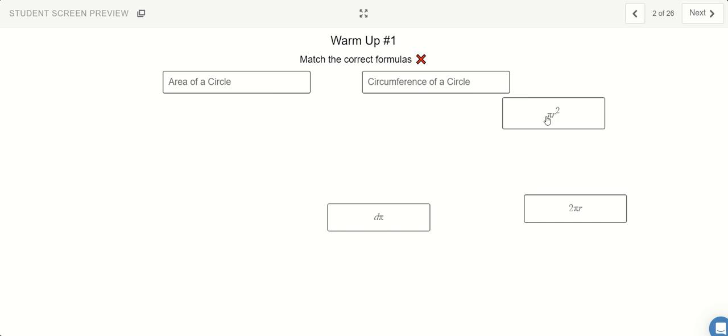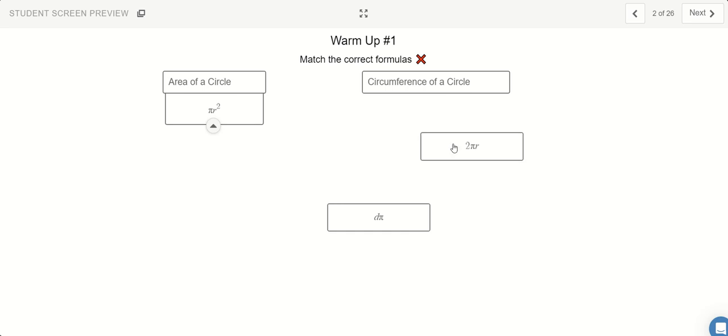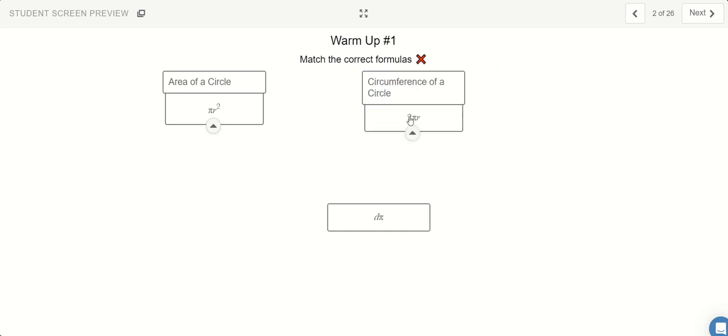But here, if you don't know, the area of a circle is the formula pi r squared. And the circumference of a circle has two forms. You can either do 2 pi r, and we know that 2 radius is the same as the diameter, so you can also think of it as diameter pi. So these are just formulas that we have to know for parts of a circle.